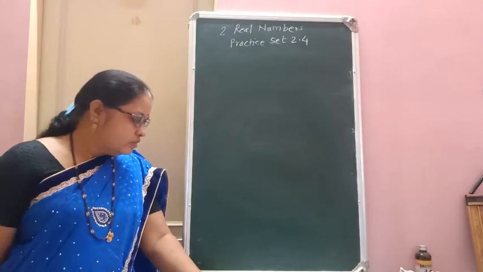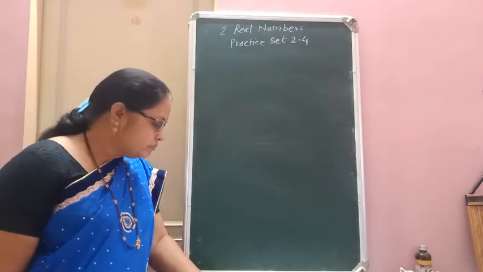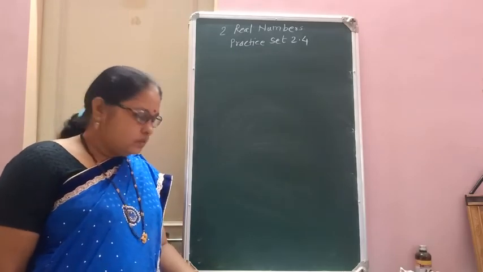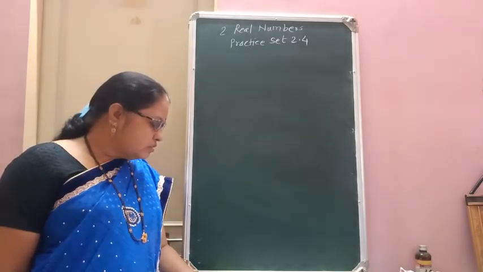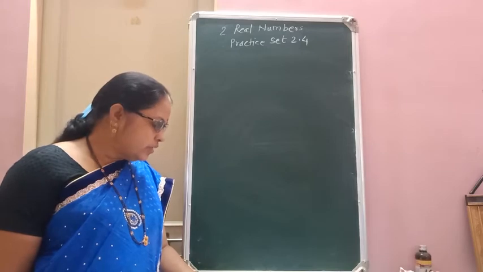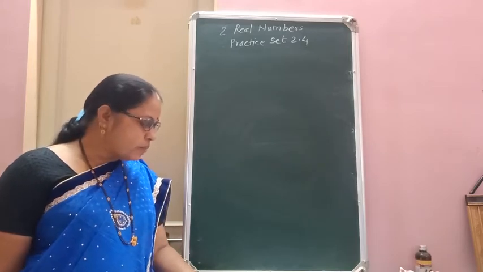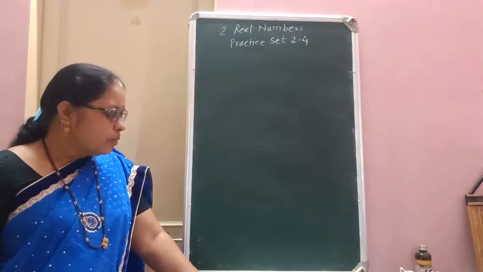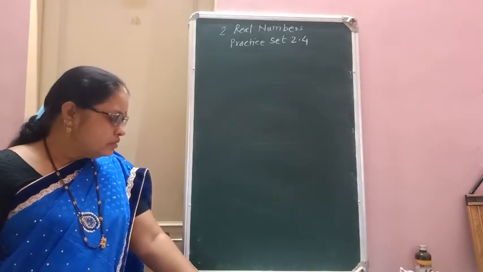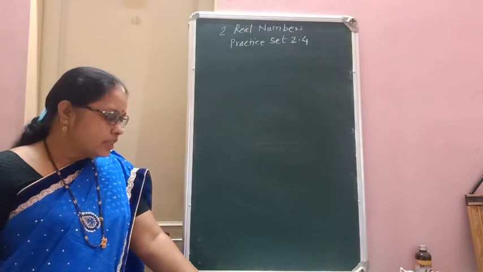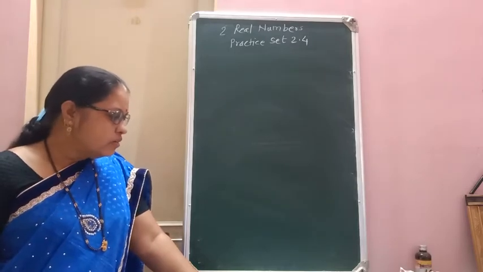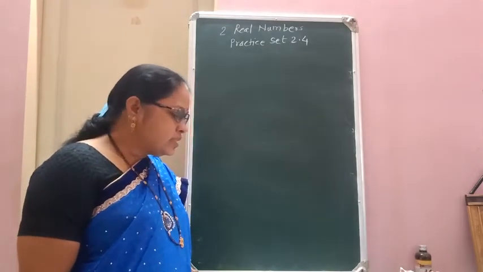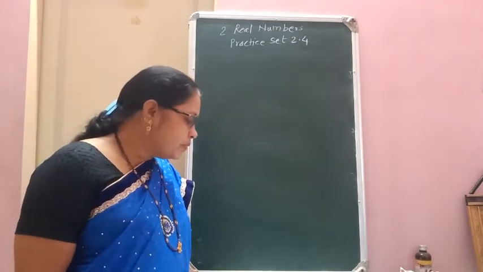Now, while rationalizing the denominator, we have to multiply the given example by the complex conjugate pair of the denominator. While solving the examples, you will get this. See practice set 2.4, first example, multiply.